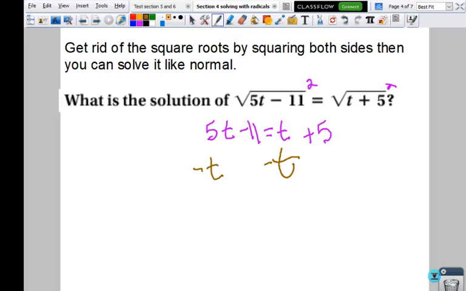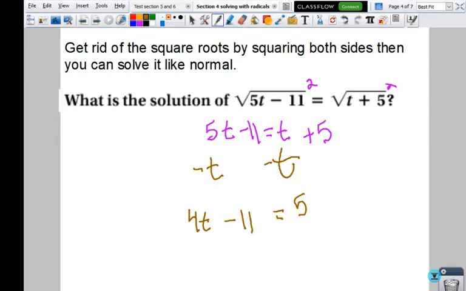Alright, get your t's, your variables, on the same side first. So, if you wanted to plus 11, you could do that. You wouldn't be wrong, but sometimes if you do it that way, you can confuse yourself. So try to get the variables on the same side first. So I'm going to minus the t on both sides. On the right side it cancels out and I just have 5. And 5t minus t means I got 4t. And I got minus 11, right?